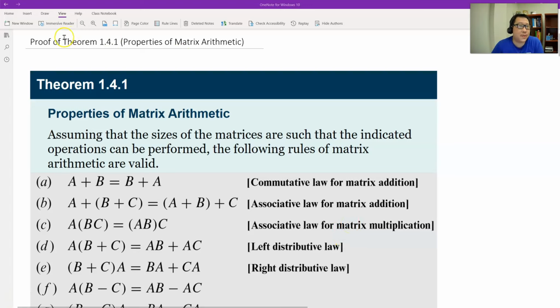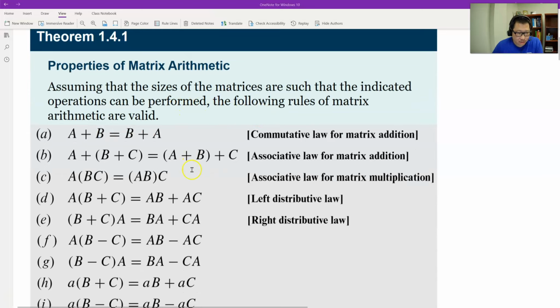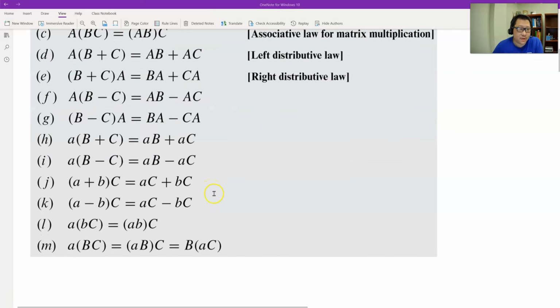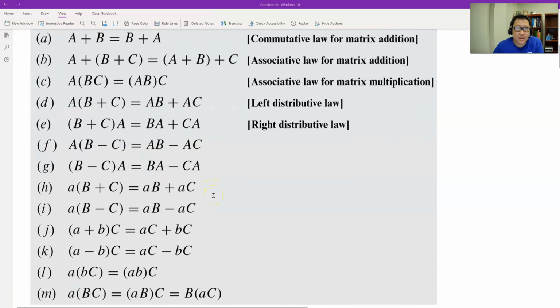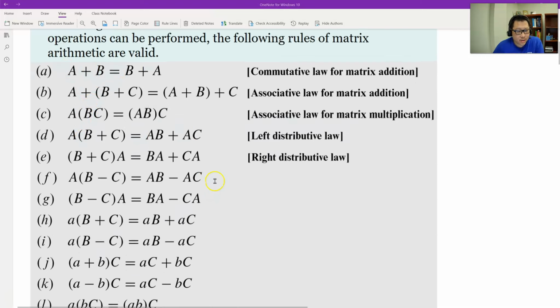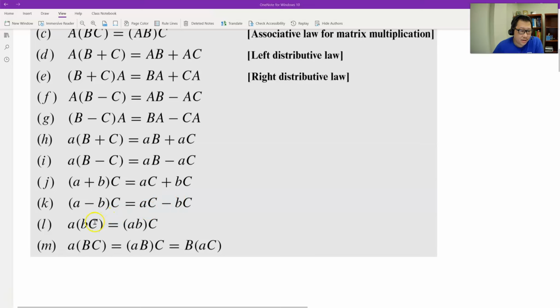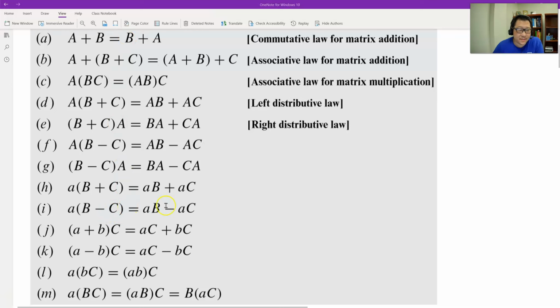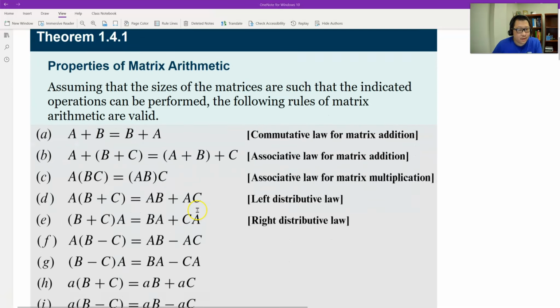In this video, let's prove Theorem 1.4.1, which is the basic properties of matrix arithmetic operations. And you see, this is quite important. Okay, so we do have a lot of properties of matrix arithmetic, like addition, matrix multiplication, and matrix scalar multiplication. And then we have addition, subtraction, like that. Okay, so look at it one by one.